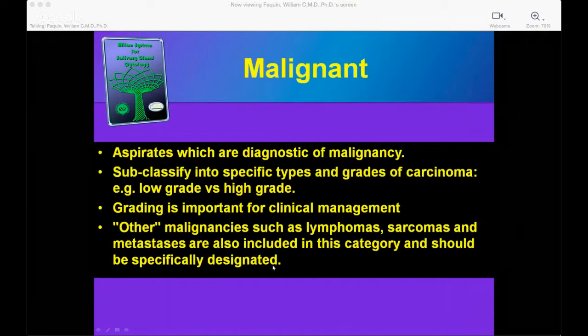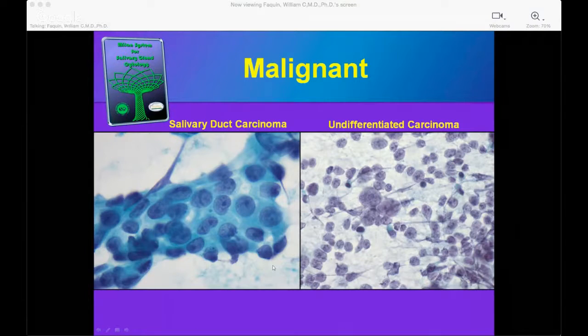should be specifically designated. And I'll just show you a few examples that would fall into the malignant category. Here on the left, we have an aspirate of a clearly malignant tumor. These cells are large, they have very large nuclei that are pleomorphic with prominent nucleoli. There's some background debris that turned out to be necrotic debris. This is an example of a salivary duct carcinoma.